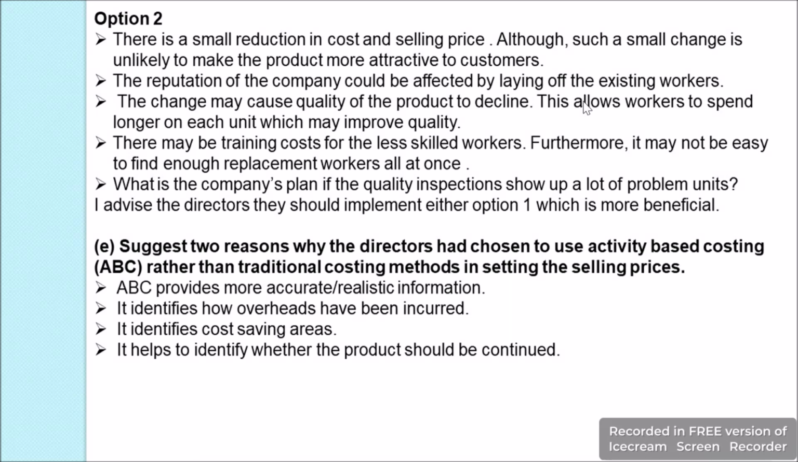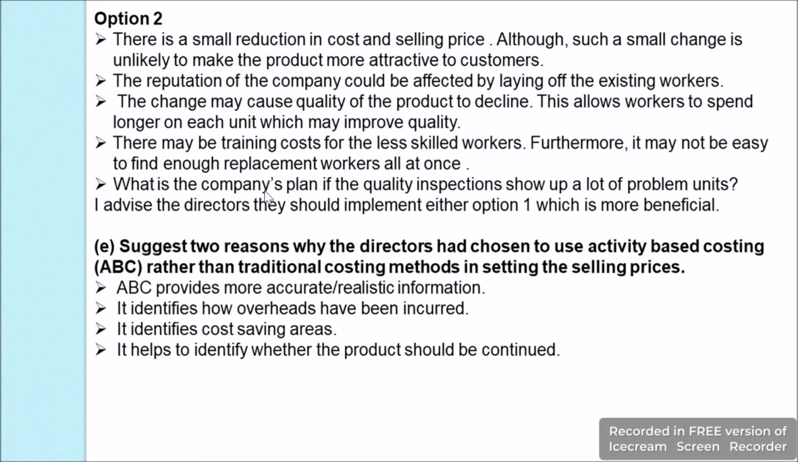However, the unskilled workers are allowed a longer time on each unit, that is, they are allowed 10% more time, that is, they are able to produce the same product with 9.9 hours. So, this may lead to improve in quality, and there may be training costs for less skilled workers because they are not as skilled as the existing workers, and this will also lead to a higher cost, as well as it may also not be easy to find enough workers to replace the existing workers.